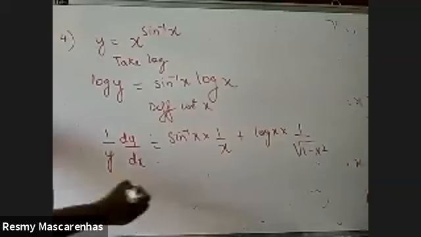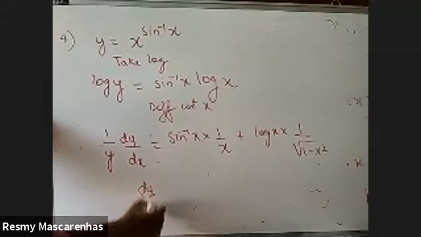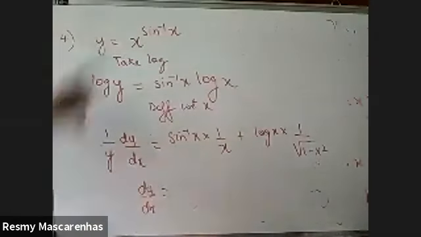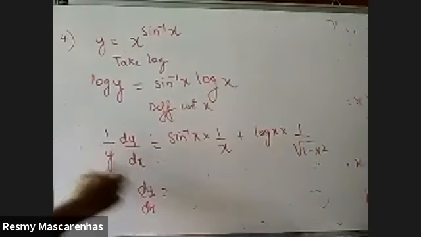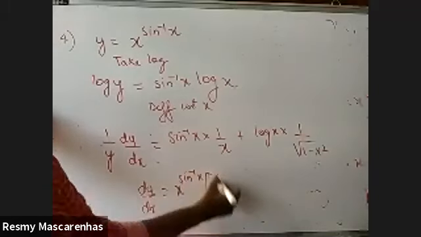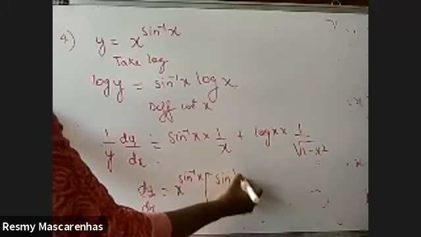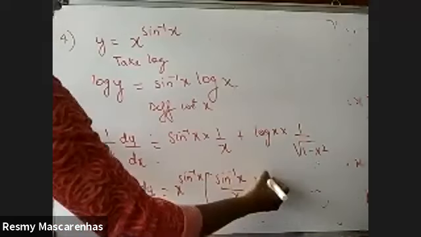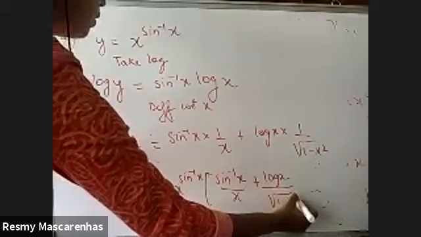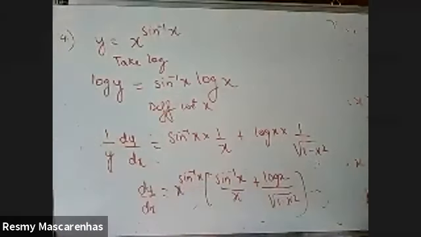Okay, and then dy by dx. Y, if you take other side, directly you can substitute. What is y? Nothing but x raised to sine inverse x, times sine inverse of x upon x, plus log x upon root of 1 minus x square. Okay, so this will be your answer.